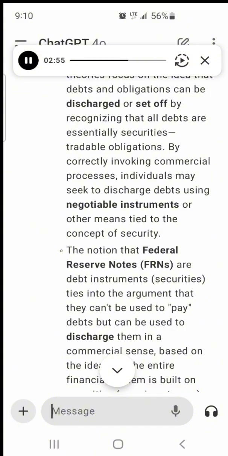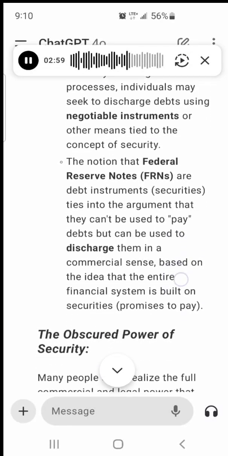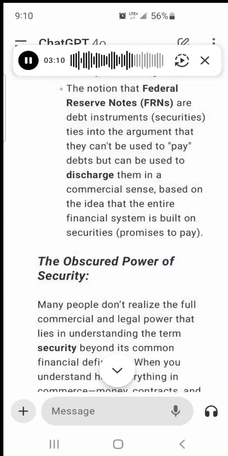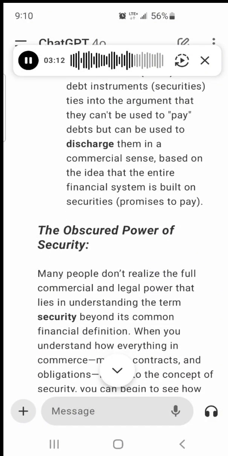The notion that Federal Reserve notes, FRNs, are debt instruments, securities, ties into the argument that they can't be used to pay debts, but can be used to discharge them in a commercial sense, based on the idea that the entire financial system is built on securities, promises to pay.